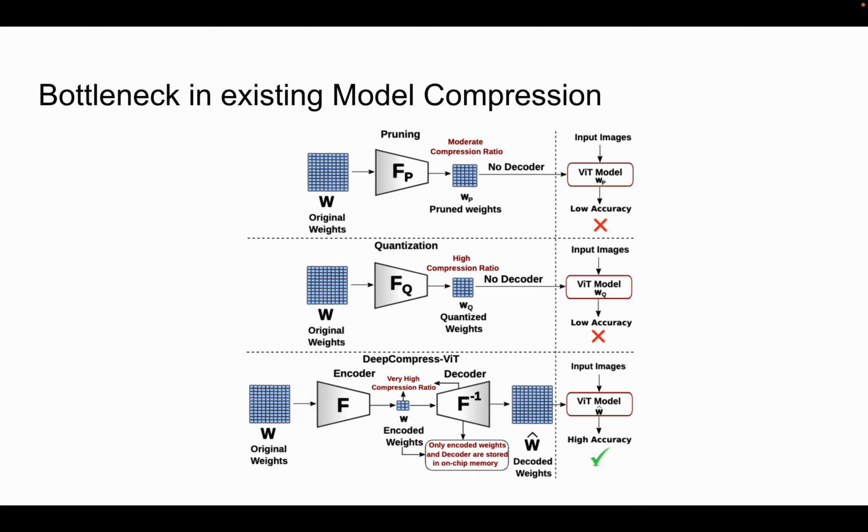So what is the bottleneck in existing model compression? Existing model compression, pruning and quantization, both perform some sort of weight encoding, but they lack a decoding step. This is where Deep Compress ViT comes in. Our Deep Compress ViT designs an encoder to encode the weights to occupy less memory, and we also have a decoding step utilizing a decoder to recover the accuracy degradation. So we can achieve a high compression ratio with low accuracy degradation.